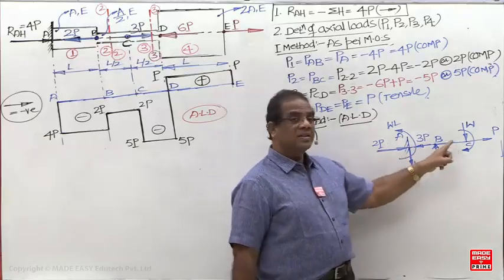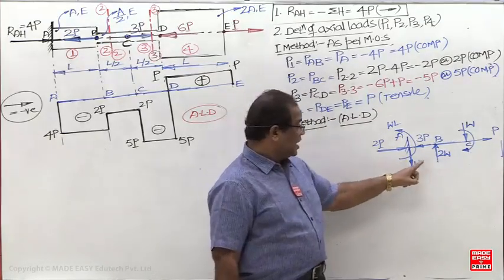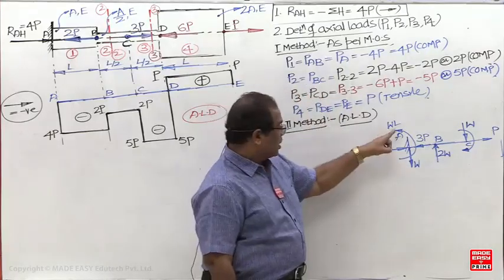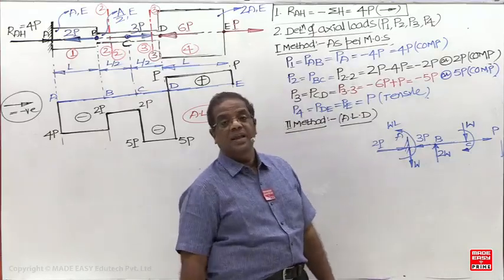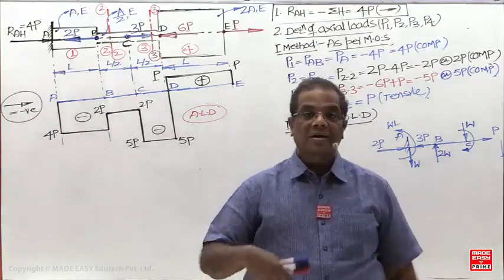3 axial loads mean 3 vertical lines in ALD. 3 constant point loads mean 3 vertical lines in SFD. 2 couples mean 2 vertical lines will be there in BMD. Now, next conclusion.